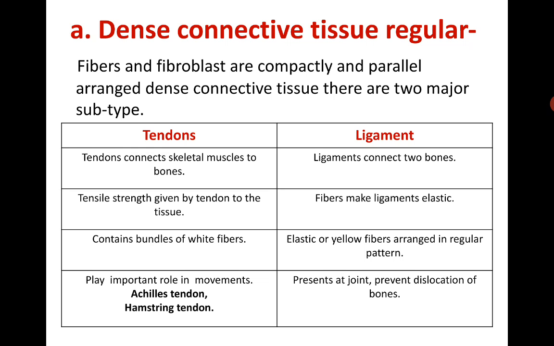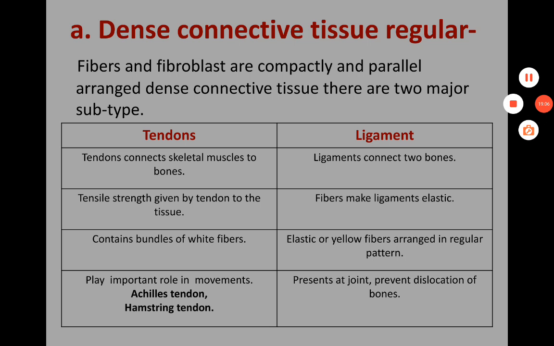The fiber makes the ligament elastic. This fiber is called an elastic fiber, also called a yellow fiber, and it is responsible for providing elasticity to the movement of the ligament. These elastic or yellow fibers are arranged in a regular pattern. Ligament is present at the joints, and it prevents the dislocation of bones.